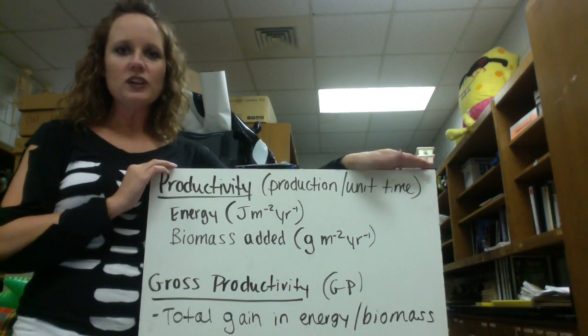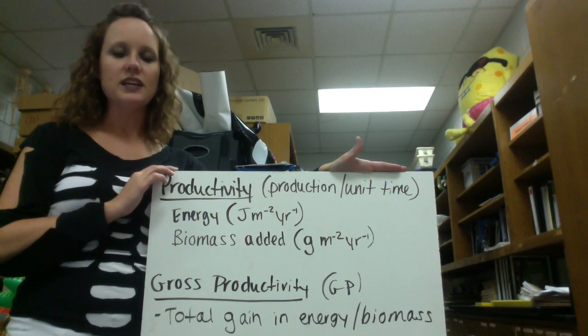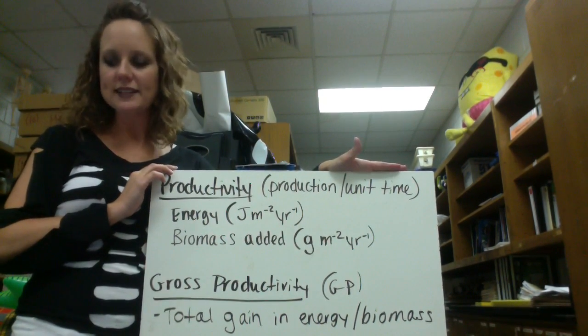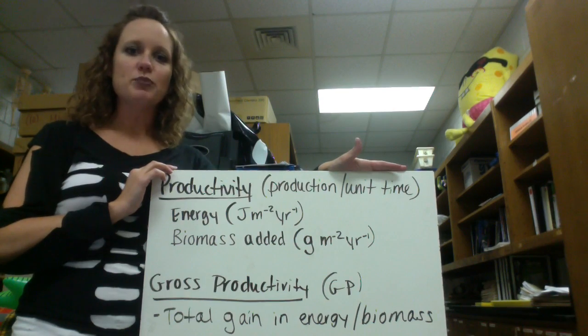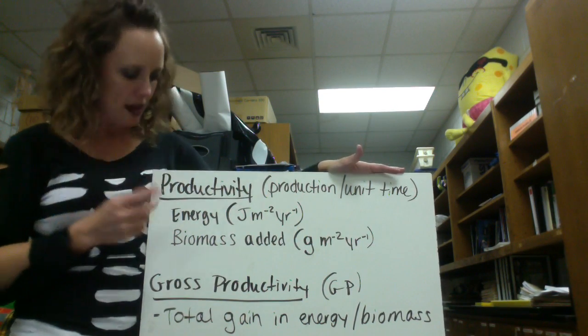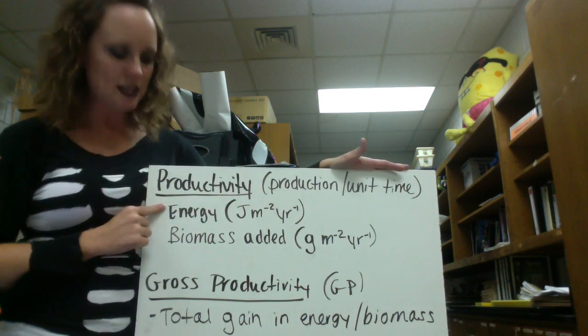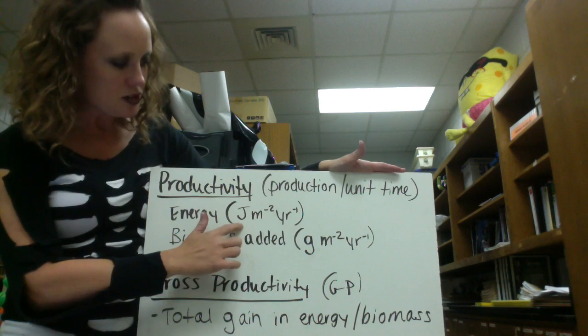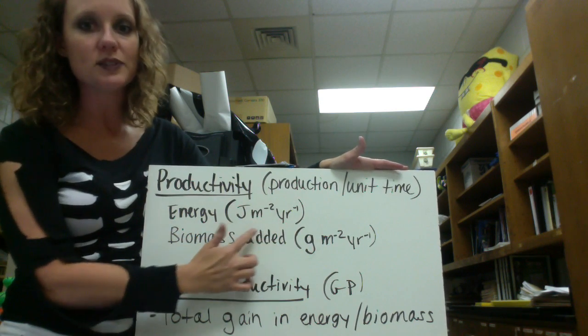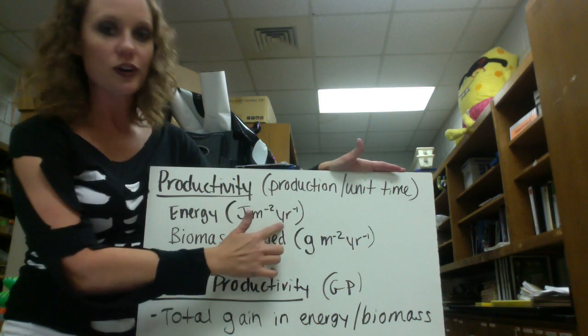Okay, what we're going to look at today is primary productivity and secondary productivity in ecosystems. Remember that productivity is the production of energy per unit time. There's two ways that we can measure that. The first, we can measure the actual energy that's produced, and it's going to be the energy per unit area per time. So we have joules, which is our unit for energy, per meter squared per year.